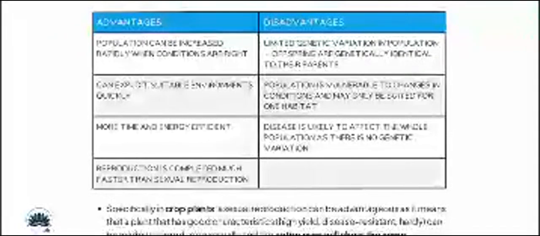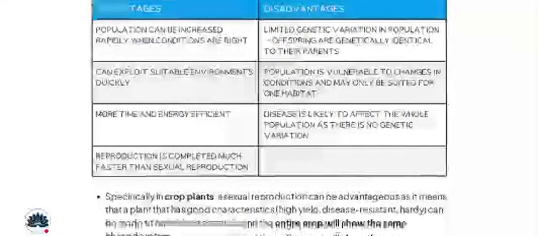Only one type of habitat is present there for any one type of animal, so this can cause a problem and is basically the disadvantage of asexual reproduction. Disease is likely to affect the whole population as there is no genetic variation. This is one of the most important points you have to learn.